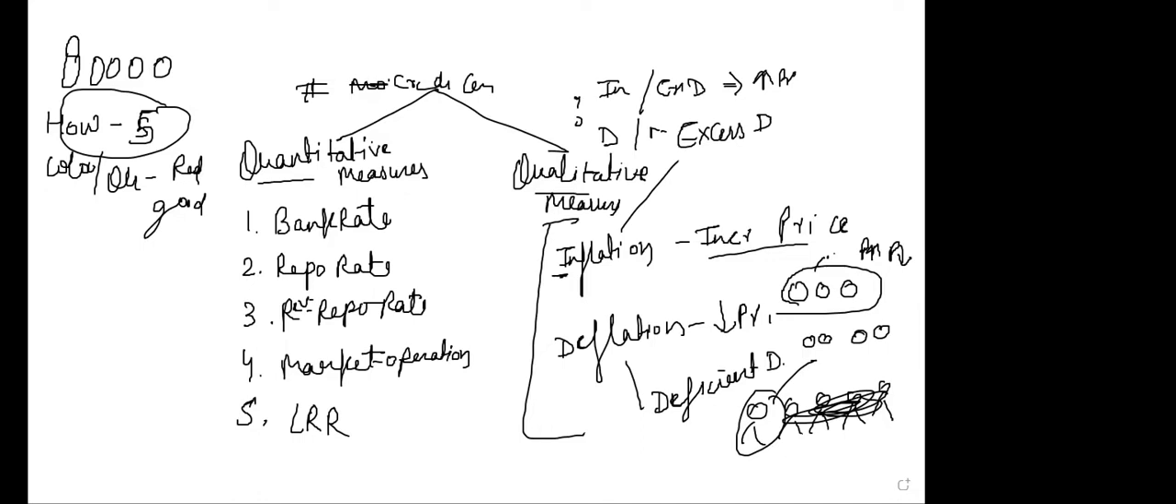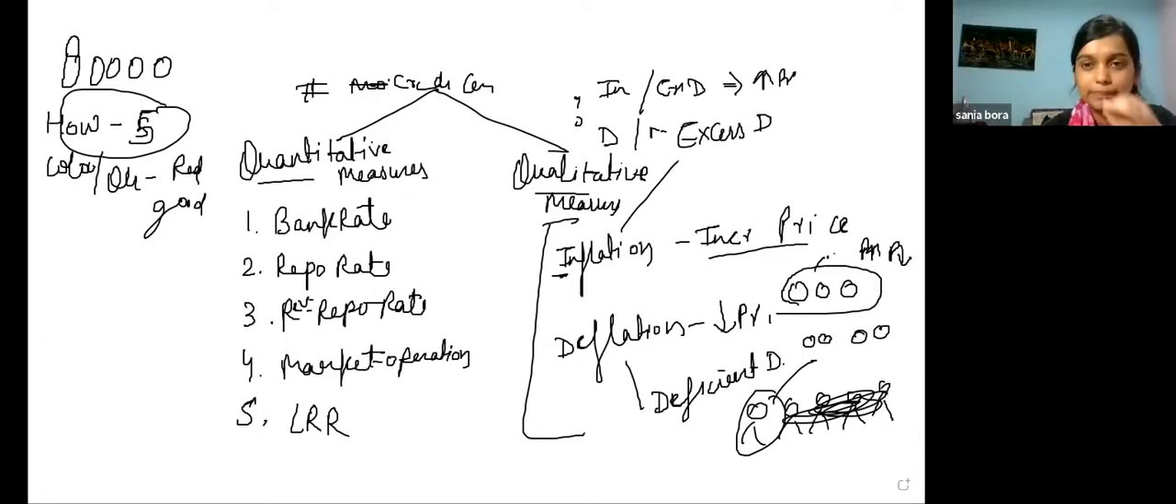Done, ma'am. Okay. Now we will discuss everything. I'll just give you a hint: what is bank rate, what is repo rate. Then we'll write the definition. So first, what is bank rate? See, basically rate means, for example, I'm giving you a loan, so you have to pay some interest over that. That is the rate.